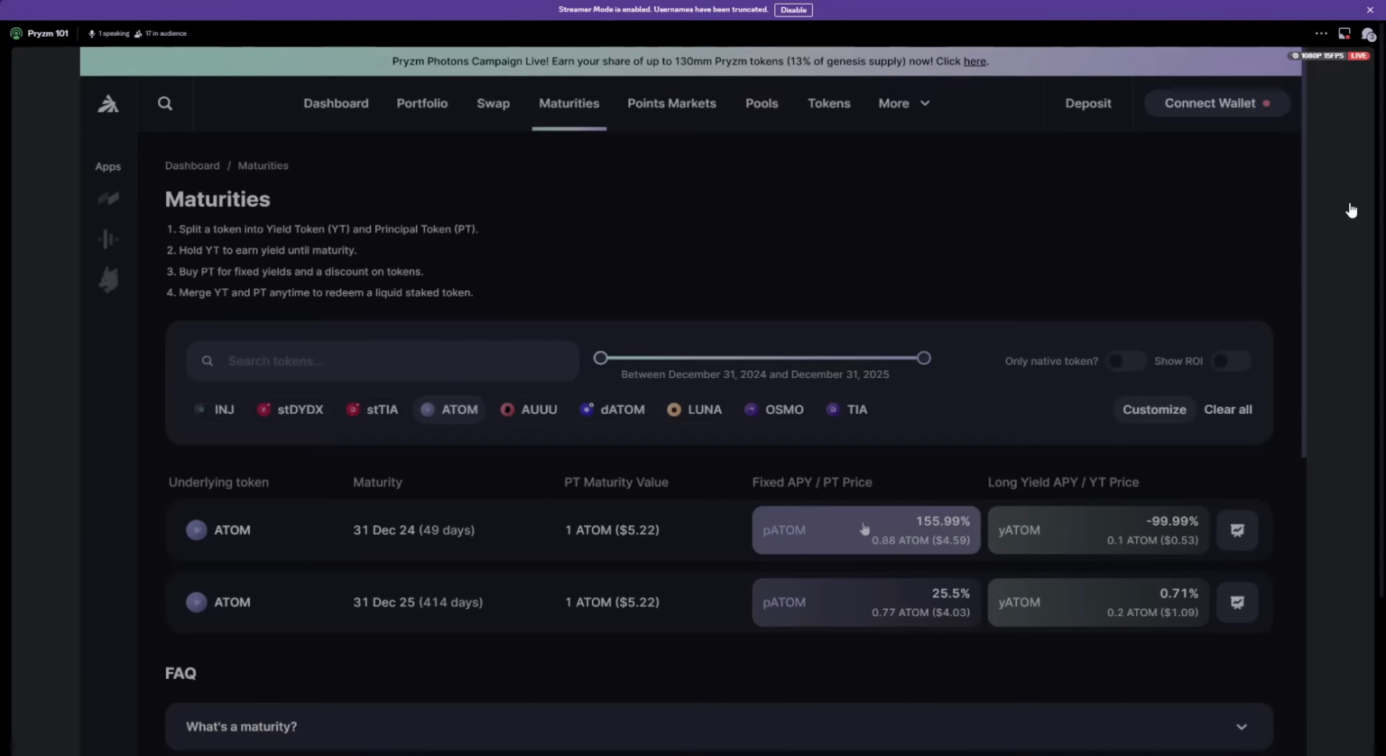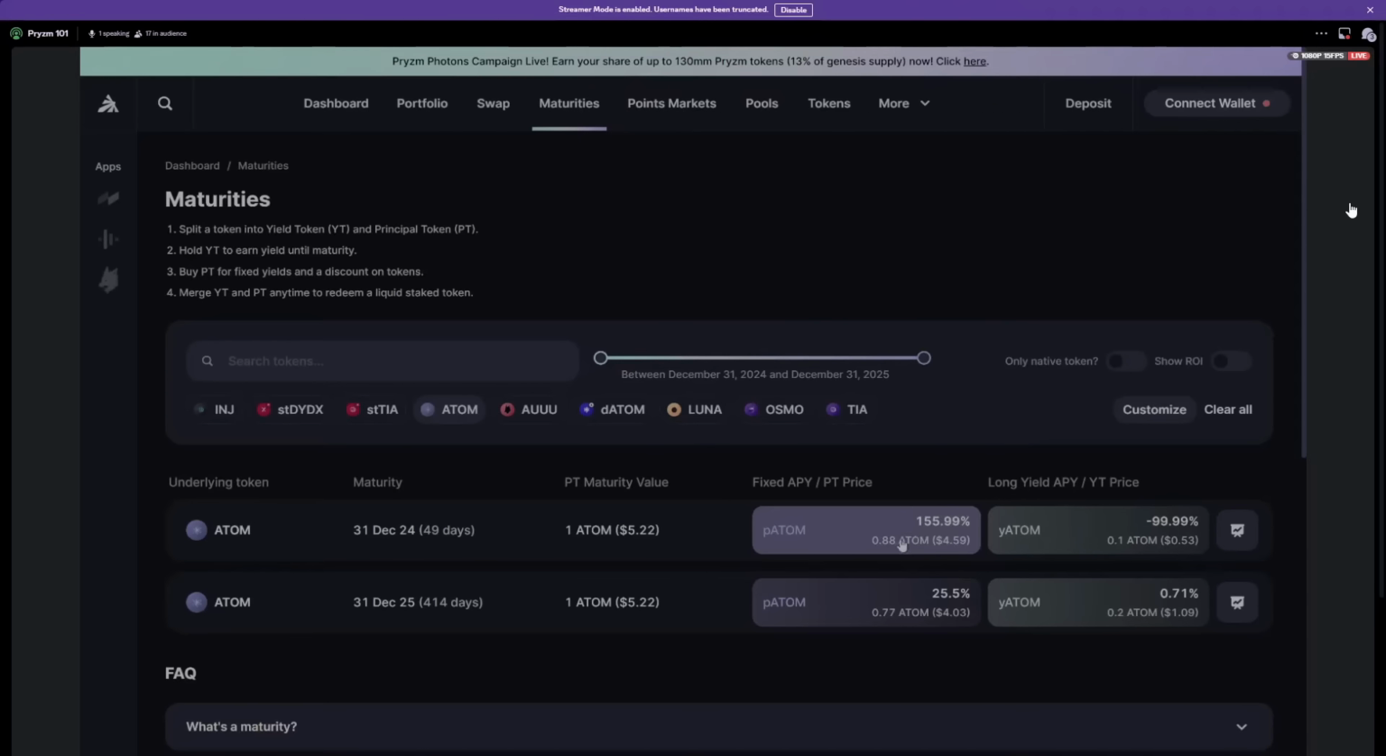So if the price of P Atom moves up, then it means Y Atom is effectively getting cheaper in Atom terms, and if the price of P Atom moves down, then the price of Y Atom is going up. So you can see here that if you deposit an Atom, you can get a P Atom that's currently priced at 0.88 Atom, which is here, and you get a Y Atom which is priced at 0.1 Atom. So why are we saying that this is a fixed yield?